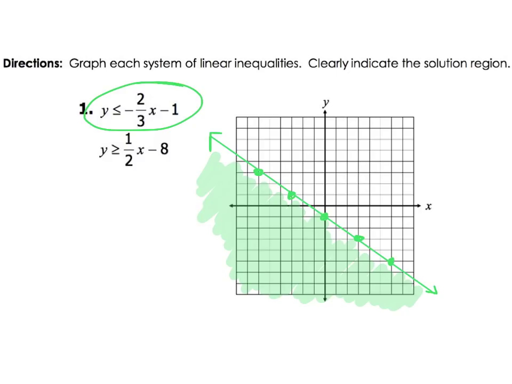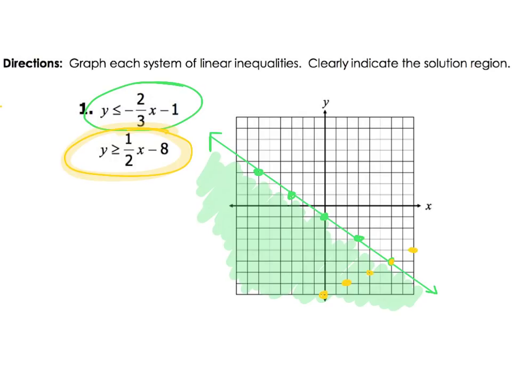Then we want to do the second one. We want to graph the second linear inequality. We know that our y-intercept is -8, so we're going to go down 8 on our y-axis, and that would be right there. Then our slope is 1/2, so we're going to go up 1 over 2. Up 1 over 2, and we're going to keep going.